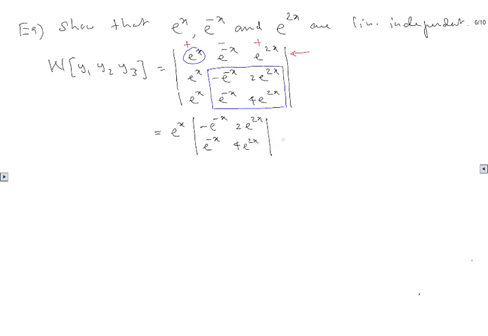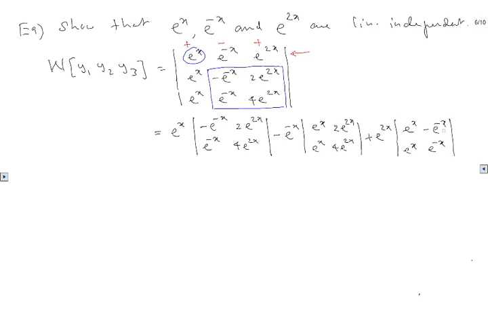Then it's a minus sign, since the pattern is plus, minus, plus. Next entry, do the same thing: ignore the row and the column. You get e^x, 2e^(2x), e^x, 4e^(2x). And then plus e^(2x), ignoring its row and column, you get e^x, negative e^(-x), e^x, e^(-x).